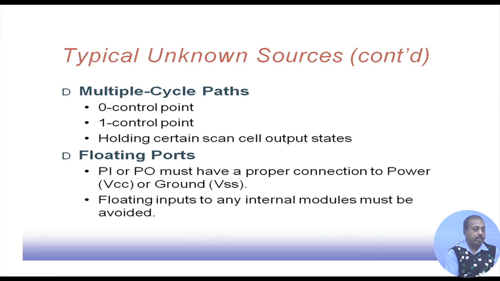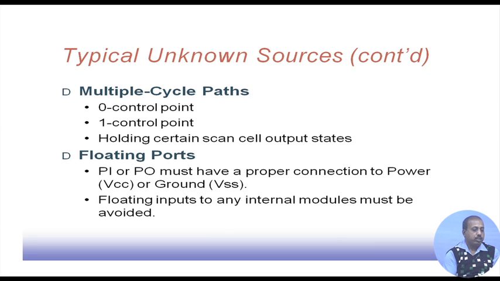Now, there may be multiple cycle paths, where the data is available after multiple cycles. Maybe the delay of the system is such that the combinational logic does not evaluate in one shot. So, if we have multiple cycle paths, the circuit requires multiple cycles to get stabilized. We can introduce a 0 control point, a 1 control point, or we can hold certain scan cell output states, so that they do not change their values during this multi cycle operation. That is another way of stopping these unknown sources.